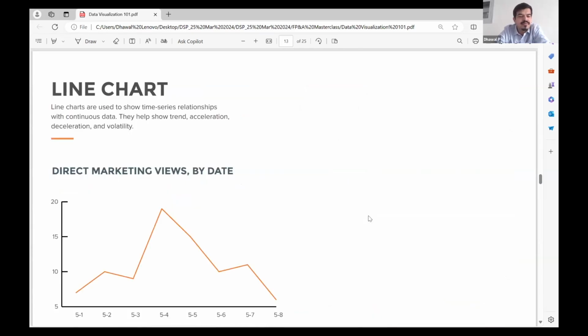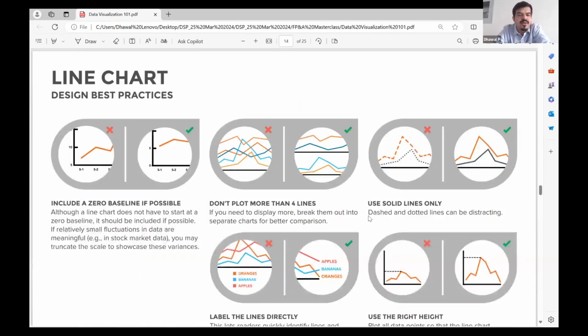Next was line chart. Line chart is the best when it comes to time series comparison. So when you want to show a certain trend, when you want to show a certain development over a period of time, let's say a stock market price, let's say profitability over a period of time, let's say sales over a period of time, line chart is the best when it comes to that information.